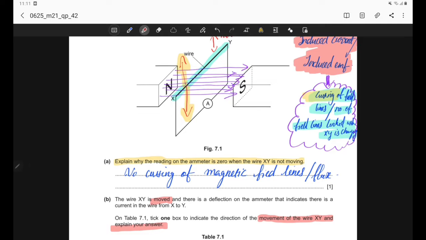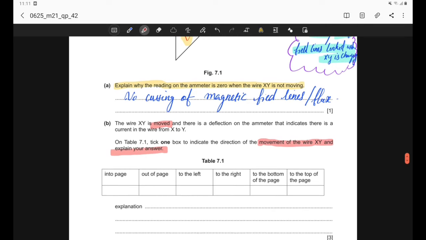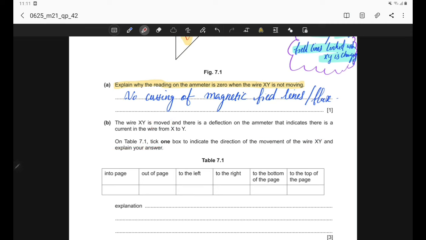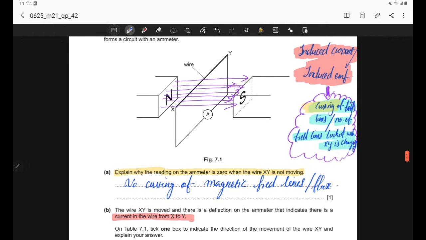So when the wire moves, there is an induced current which will cause a reading in the ammeter. Now in part B, it's mentioned that when the wire is moving, there is a current in the wire from X to Y. This is very, very important. That is, there is a current flowing from X to Y. So the direction of the induced current is from X to Y, or that means into the page.